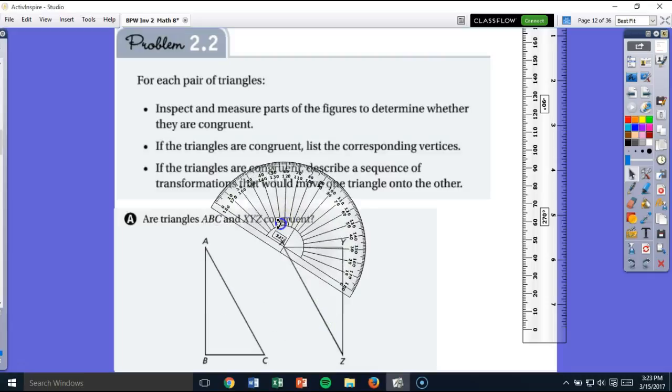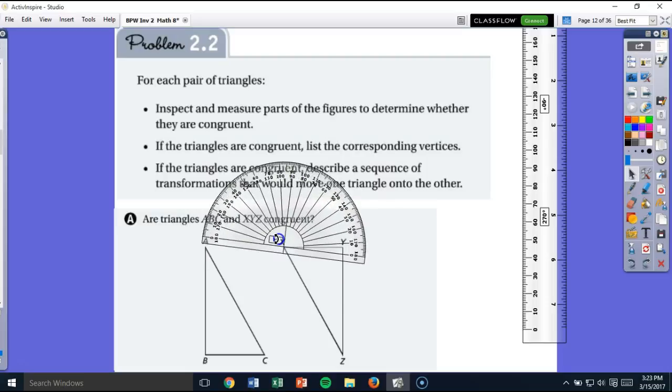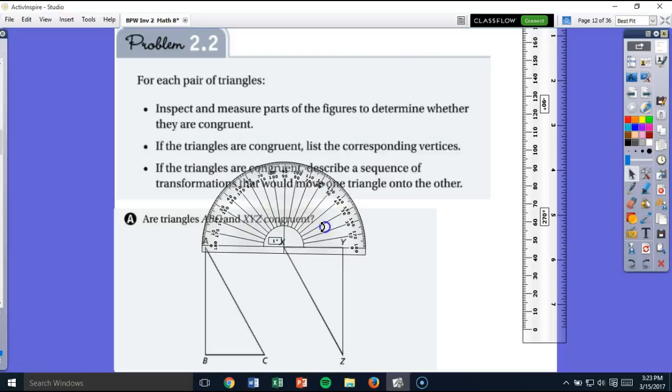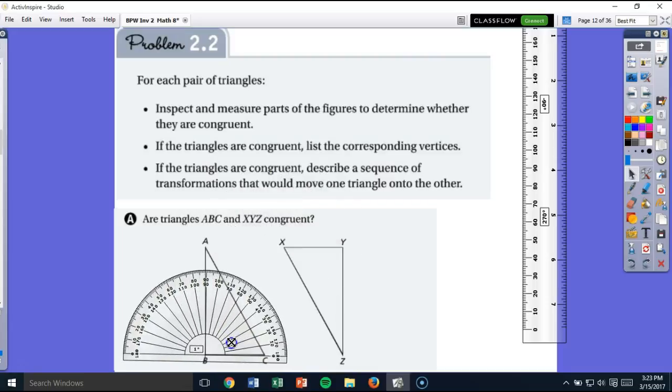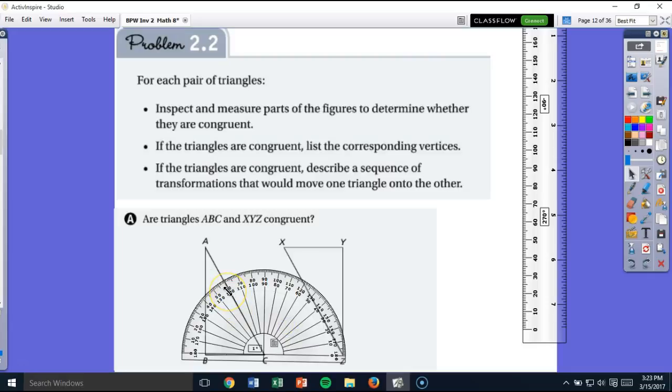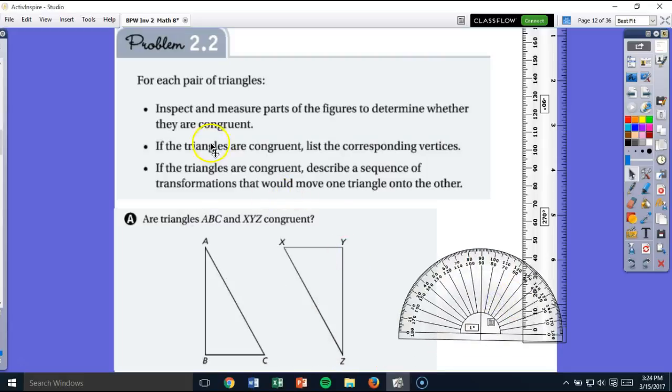So if I flip my protractor around, I can almost get it how I want. Then go ahead and bring it down here. I can check this one. Sure enough, that's 90 degrees. If I bring it over here, check this angle. Sure enough, it's 120 degrees as well. So doing a couple of measurements, I can now tell that both of these triangles, triangle ABC and triangle XYZ, are congruent. It says if the triangles are congruent, list the corresponding vertices.